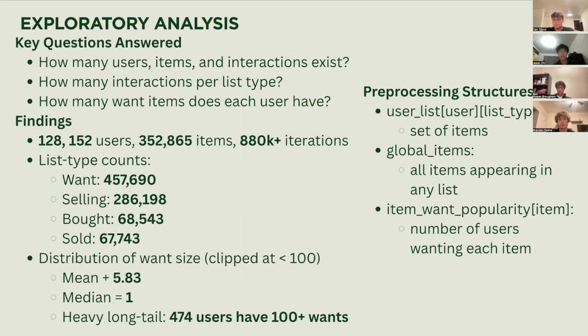Finally, we built some pre-processing structures: user list, which is for quick membership checks, global items, which is the full item universe, and item want popularity, which is how many users want each item. These structures help us with efficient negative sampling and feature engineering later on. Essentially, this slide sets up the foundation for everything that comes after.